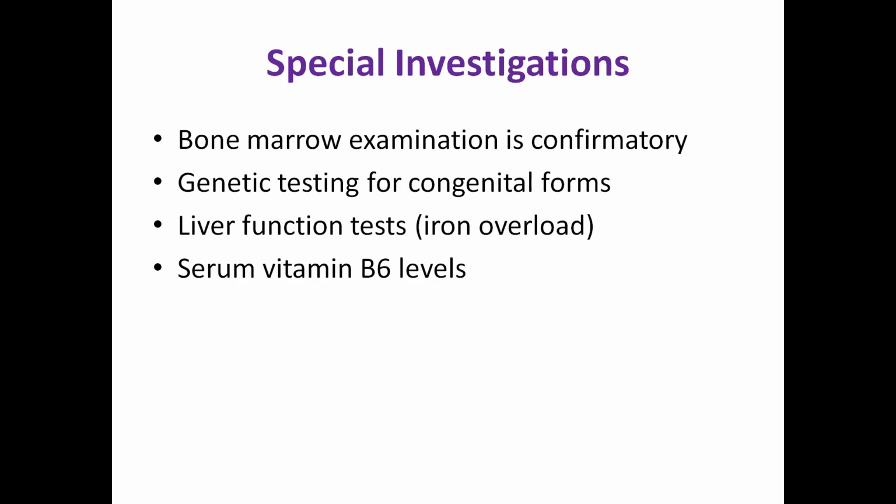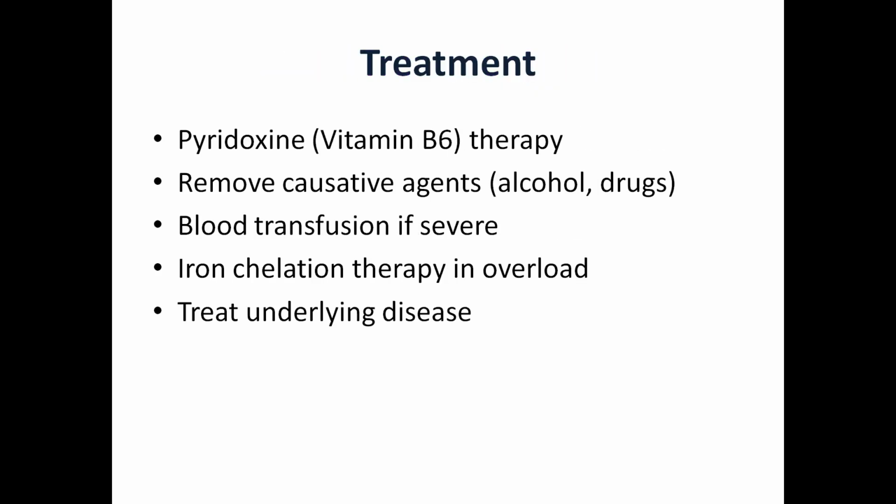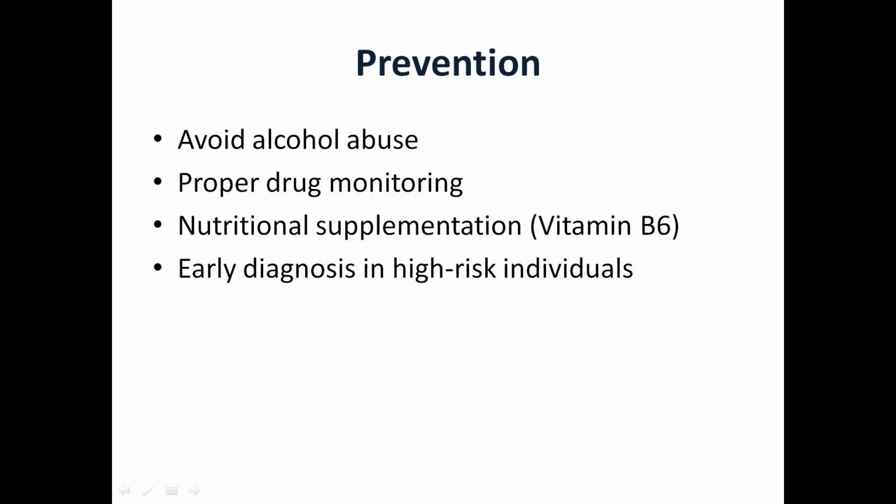Okay, now here is some treatment. Pyridoxine treatment, that means vitamin B6 therapy. Remove causative agents like alcohol and drugs, blood transfusions if severe conditions happen. Iron chelation therapy in overload cases. Treat the patient's underlying disease according to their symptoms. Now here are some preventions. Avoid alcohol abuse, proper drug monitoring, nutritional supplementation like vitamin B6 supplementation, and early diagnosis in high risk individuals.